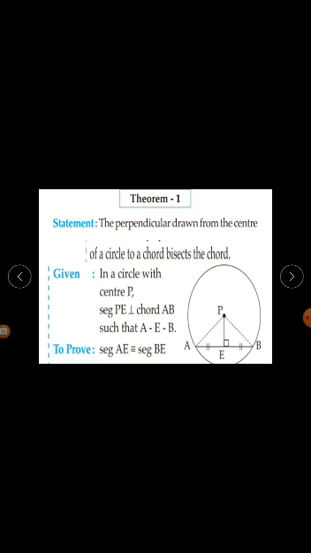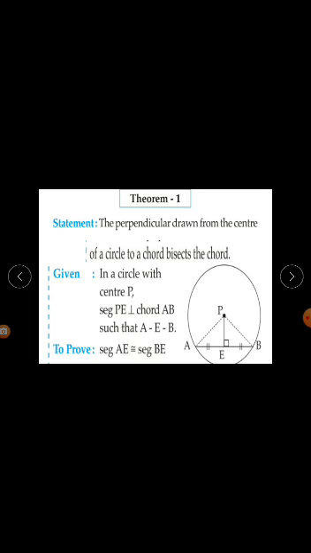So, what is given? In a circle with center P, segment PE is perpendicular to chord AB, because the perpendicular is drawn from the center of the circle. So, segment PE is perpendicular to chord AB such that A-E-B.